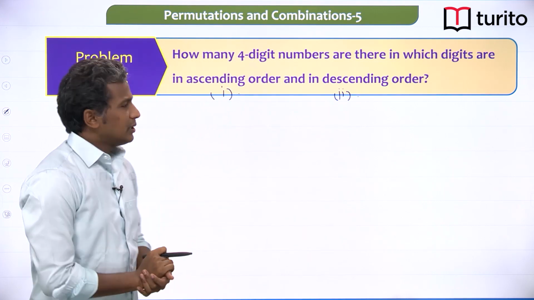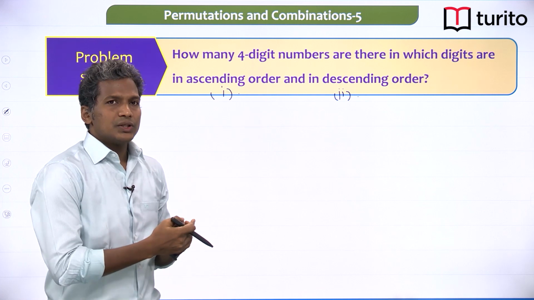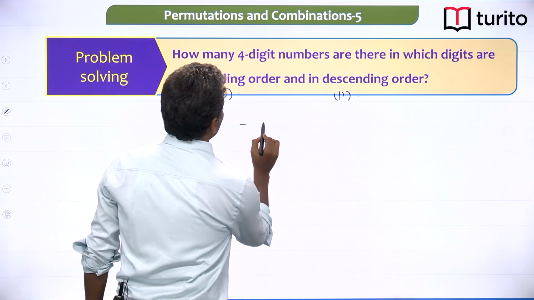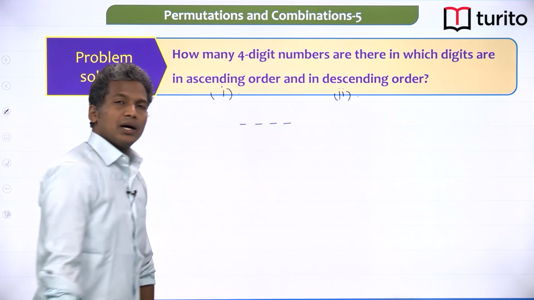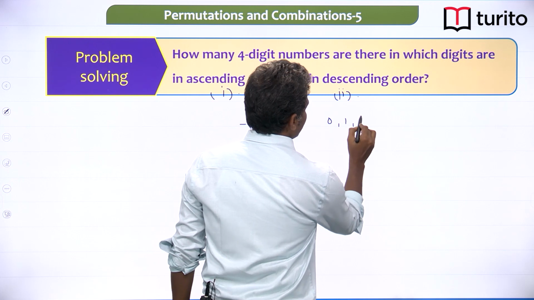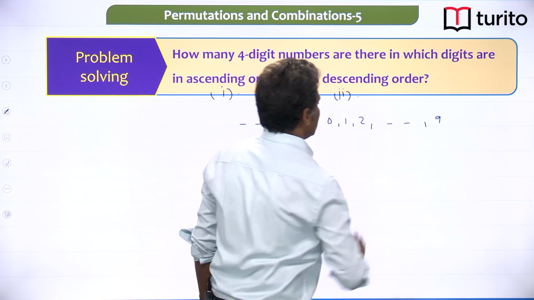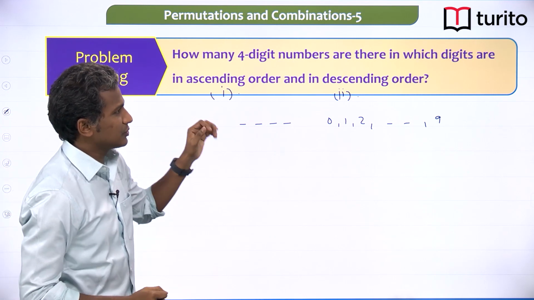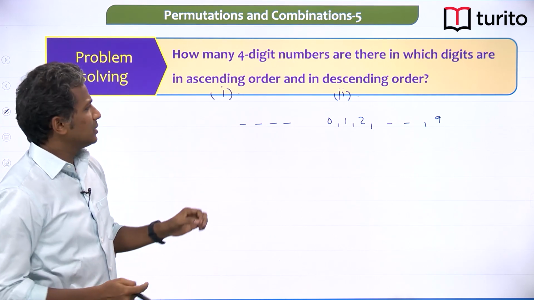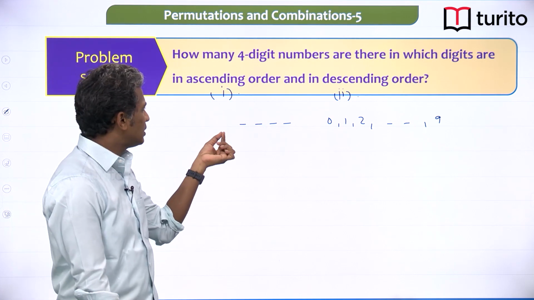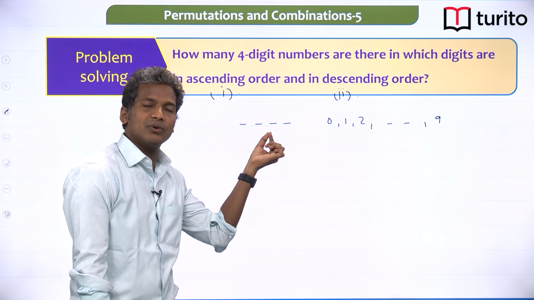Now, how many places are there? There are 4 places, so 4 locations. And how many are the available options? A total of 10 options, starting from 0 till 9. Now, how do we proceed with this? First I will take the ascending order. In ascending order, numbers must be in increasing order.